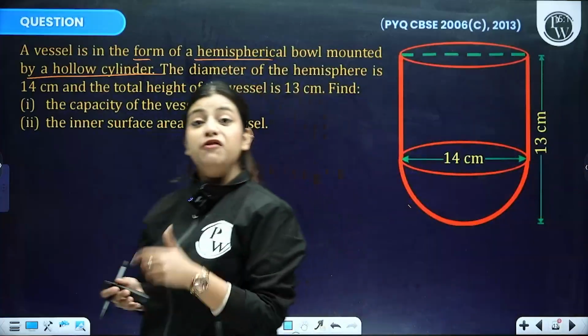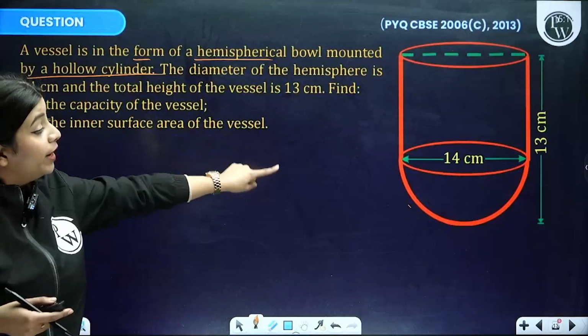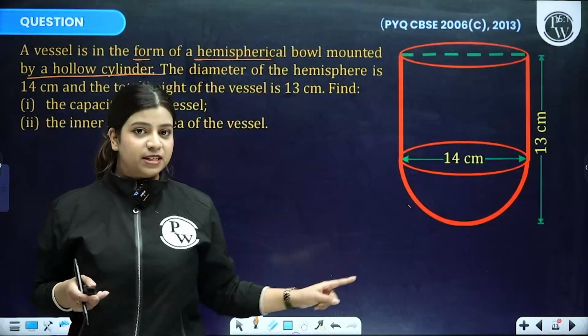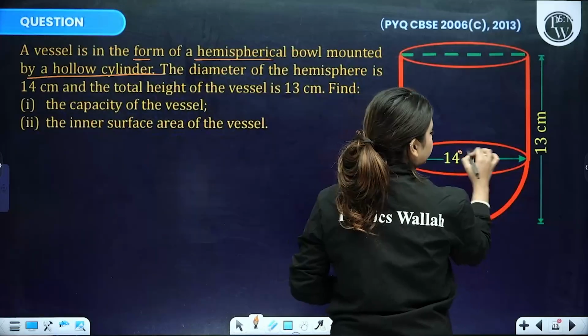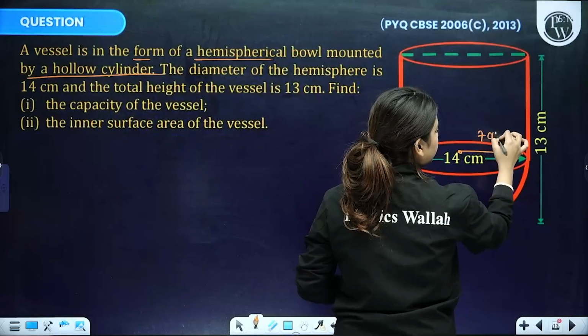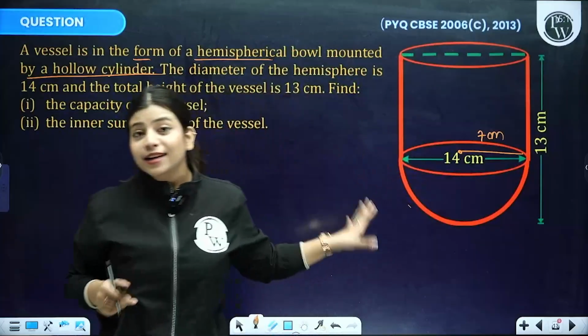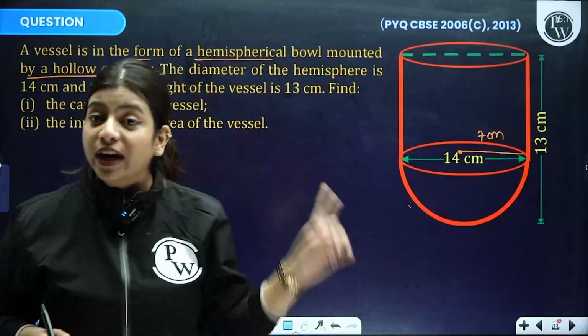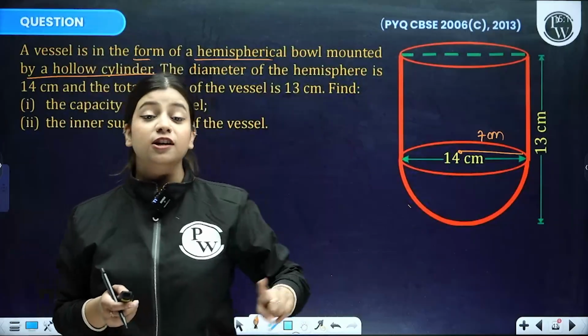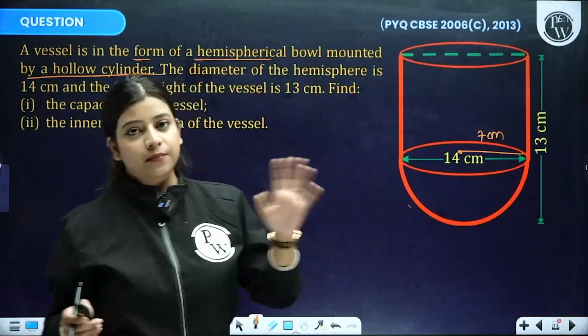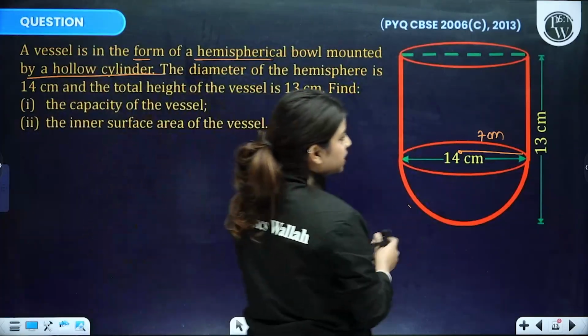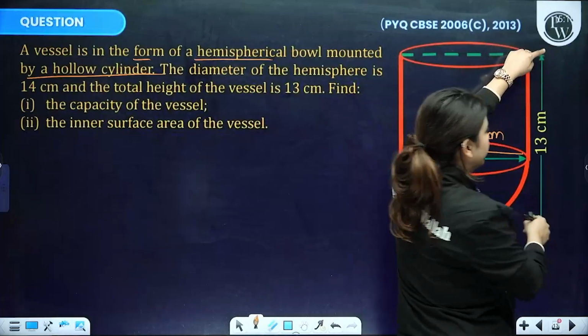Alright people, so the very first thing, whatever will be the diameter of the hemisphere, the radius will be half. If the diameter is 14, the radius will be 7 centimeter. And it is very clear from the image that if the radius of the hemisphere is 7 centimeter, the radius of the cylinder will also be 7 centimeter. Right. The next thing which is given to us is the height of the entire vessel.